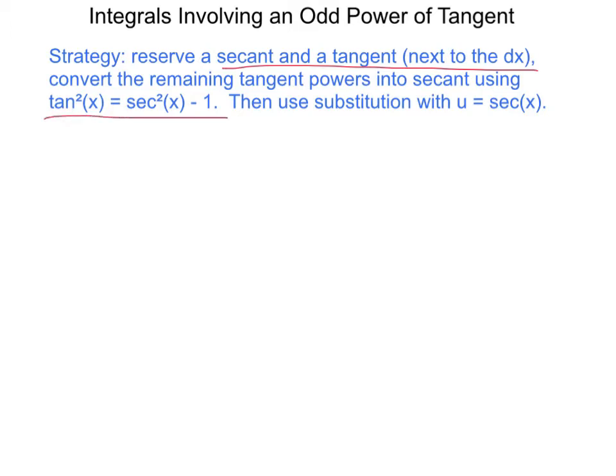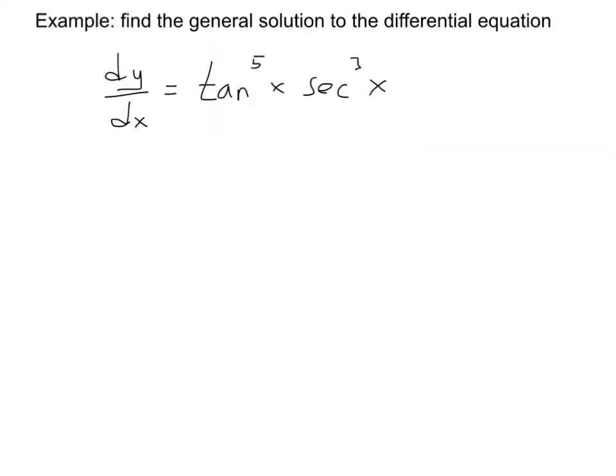And then finally, at the end, you use the substitution u equals secant x. The reason that makes sense is that your du will be secant x tangent x, which is precisely what we reserved at the beginning of the problem. So anytime you have an odd power of tangent, this is what you're going to do. Reserve a secant and a tangent, change the rest of the tangents into secants, and do a substitution. I've got a couple examples of that, so we'll take a look at them now.